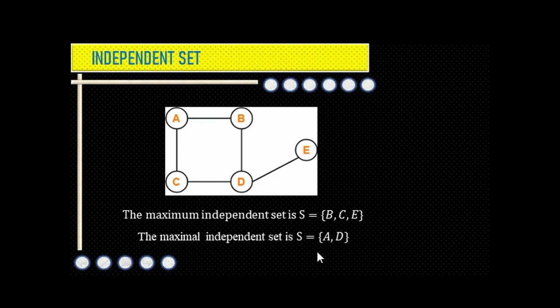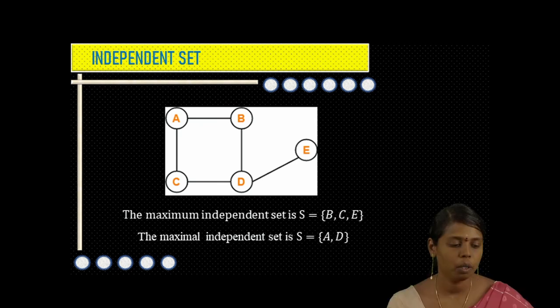Likewise, a maximal independent set also need not be unique, because A, D is one of the maximal independent sets. B, C is also one. A, E is also a maximal independent set, because in that set also we cannot add some other vertex without affecting the independence property. So this is the difference between the maximum and the maximal independent set.